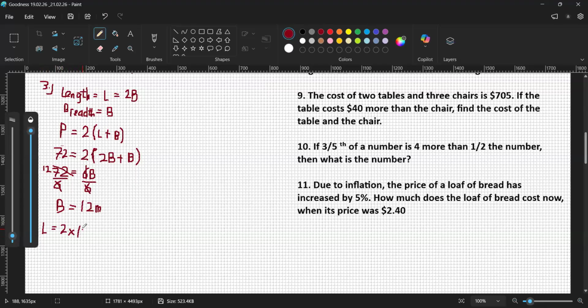2 times 12. 2 times 12 will give us what? 2 times 7 is 14. What did you say? So not 2 times 2, 2 times what? 12. That's 12, 2 times 12 is 24. So there you go. So our length is equal to 24, while the breadth is equal to 12. So that's it.